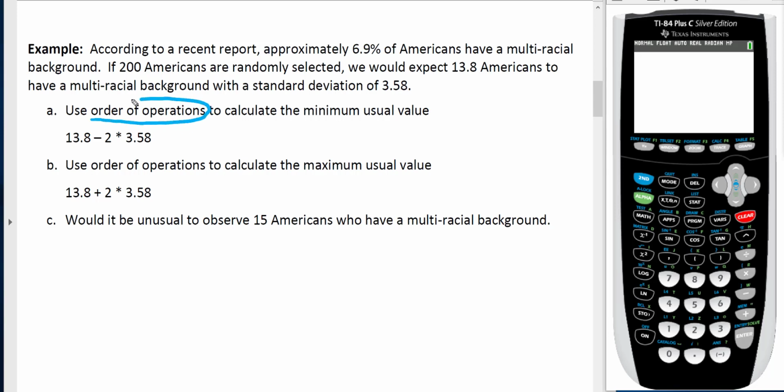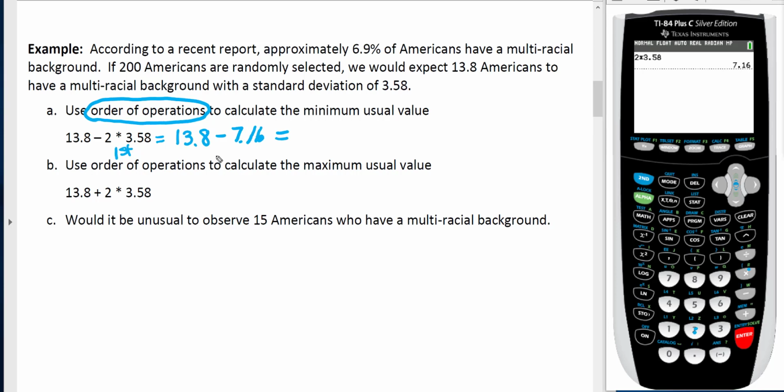So we're going to use the order of operations. That means we have to do one operation at a time. The problem says 13.8 minus 2 times 3.58. So first of all, we're going to have to perform that multiplication. So we're going to rewrite 13.8 minus whatever answer we get from multiplying 2 times 3.58. So let's use our calculator. Two times 3.58 is going to be 7.16. So we're going to write 7.16 back in.